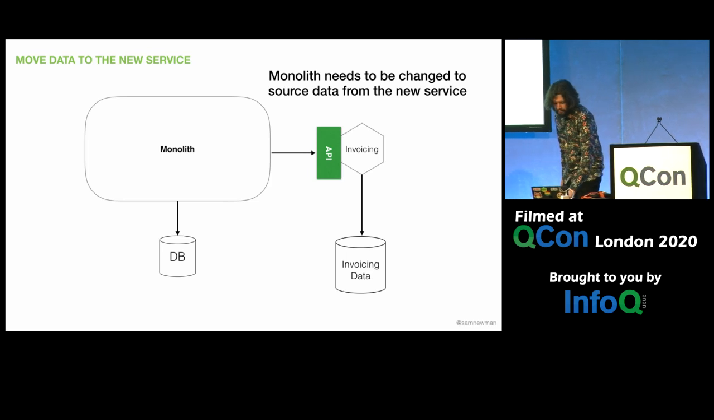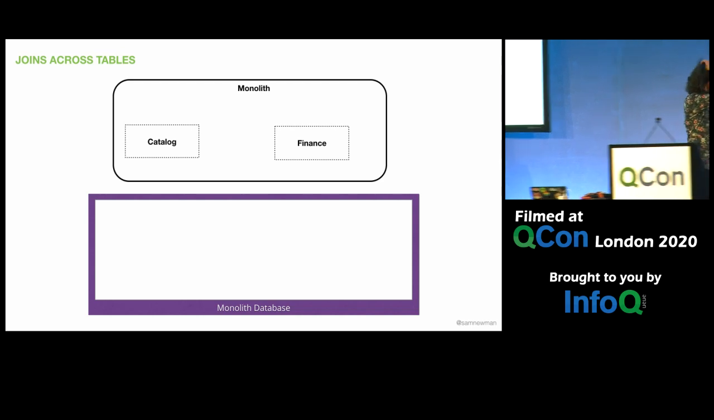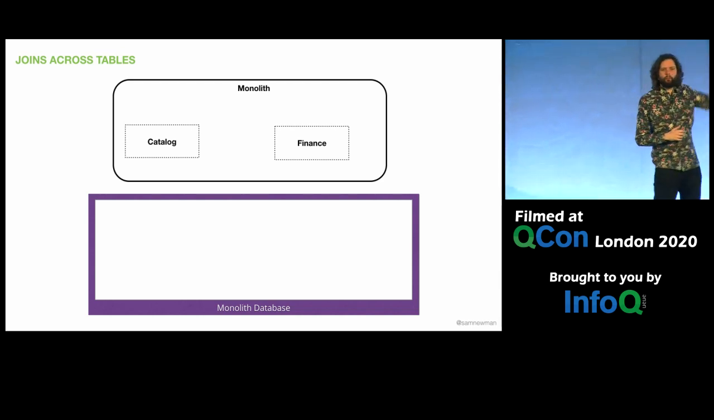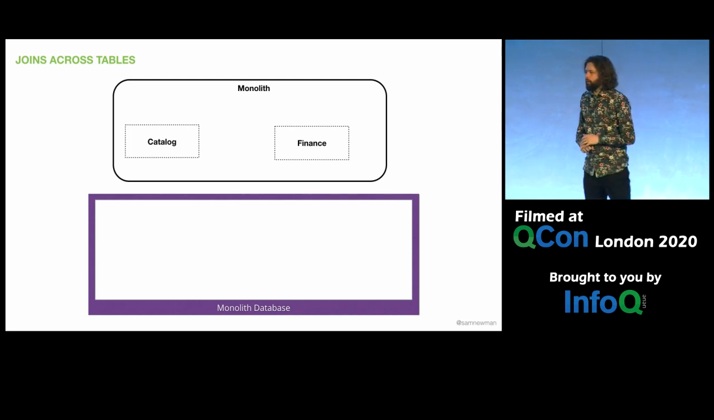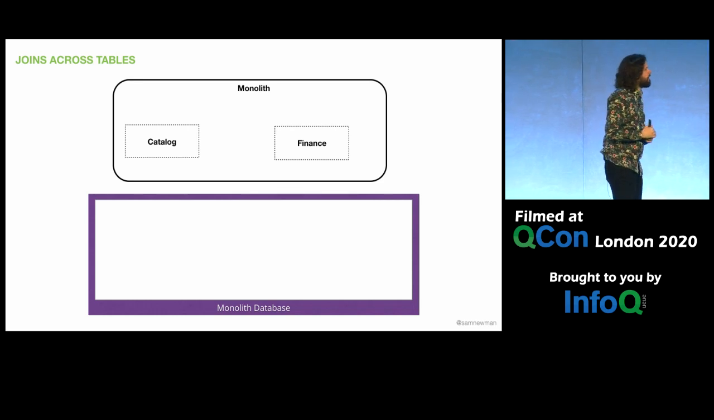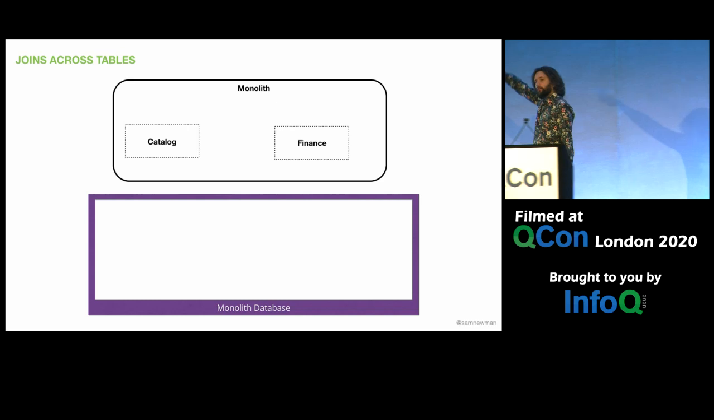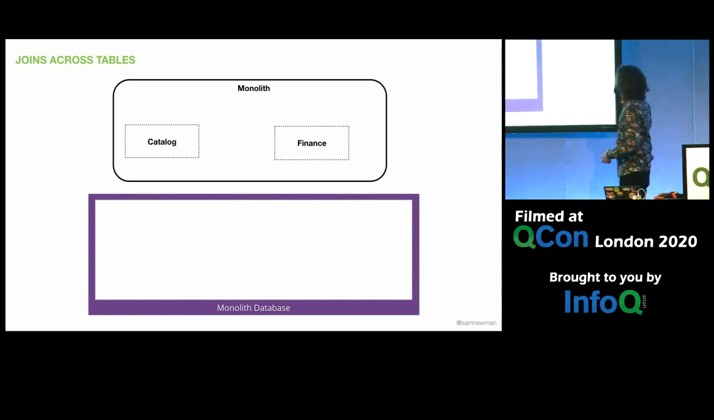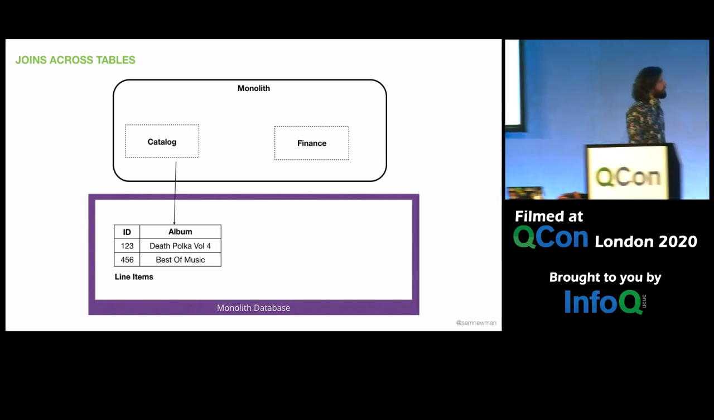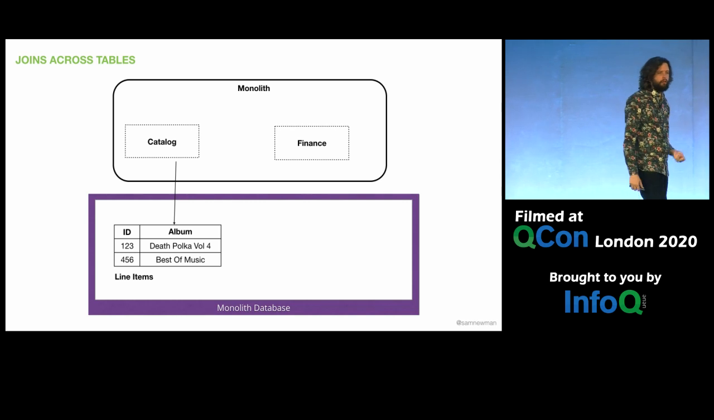I'm going to throw us right in at the deep end, which is how we deal with joins. So here we have an existing monolithic application. This is for a system where we are selling compact discs online. You can tell how long I've been using this example for. We've got some catalog-related functionality, and this knows how much something costs. It stores information in our table here. So we've got the best of Def Polka Volume 4 and the best of music. This is the kind of stuff we sell.